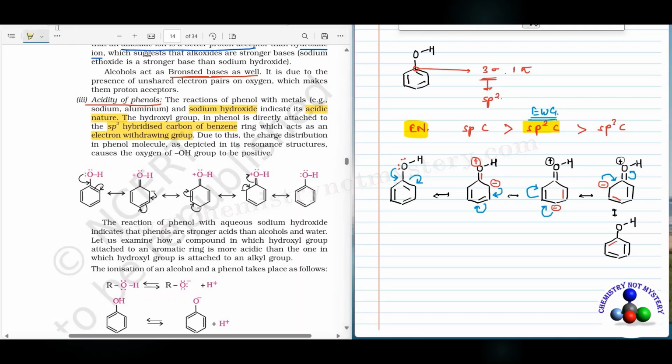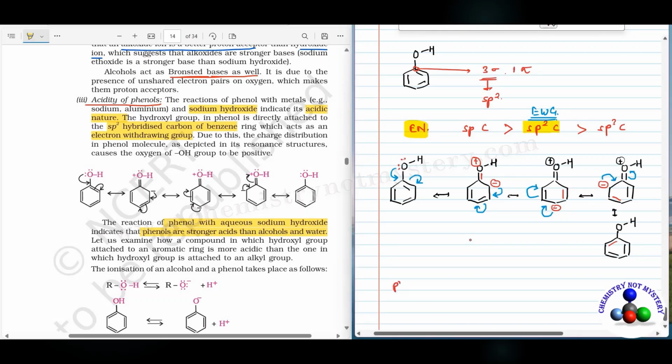Now let's read from the book. The reaction of phenol with aqueous sodium hydroxide indicates that phenols are stronger acid than alcohol and water. Because only phenol can react with aqueous sodium hydroxide, alcohols do not give any reaction with aqueous sodium hydroxide.